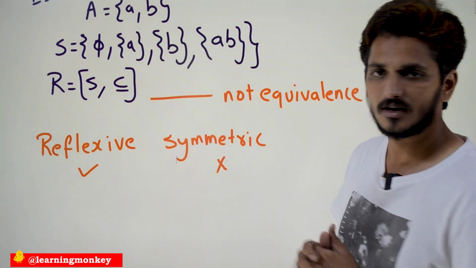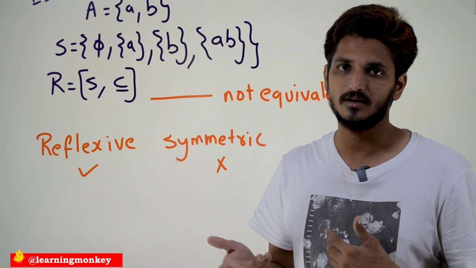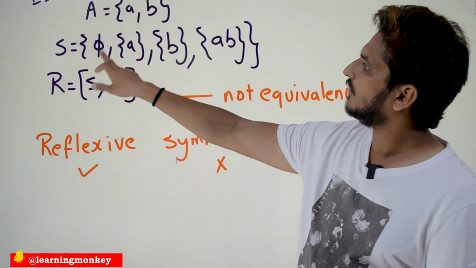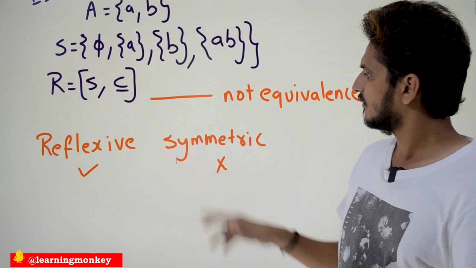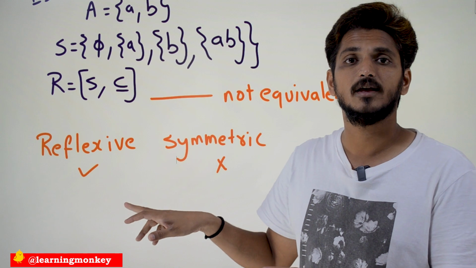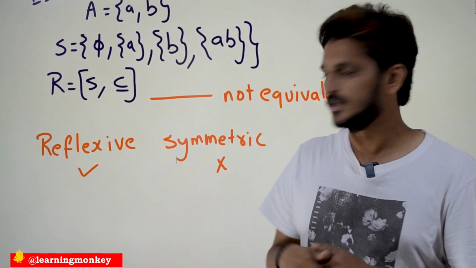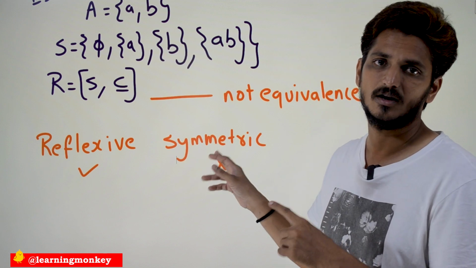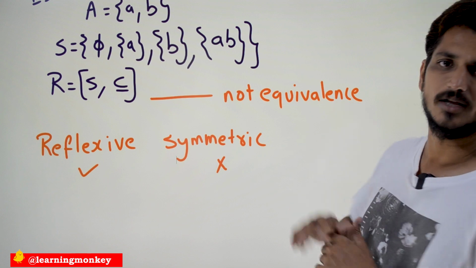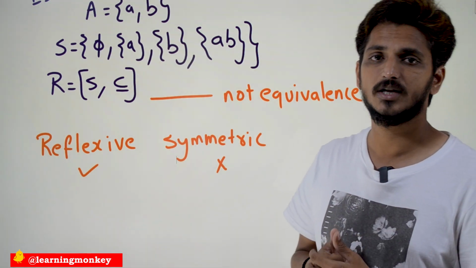Is it a symmetric relation? No, it is not a symmetric relation. Why? You take any ordered pair (x, y), for example (phi, {a}): phi is a subset of {a}, but {a} is not a subset of phi. The opposite is false. That's why it is not satisfying the symmetric property. So that's why it is not an equivalence relation. This is how we need to check the equivalence relation.